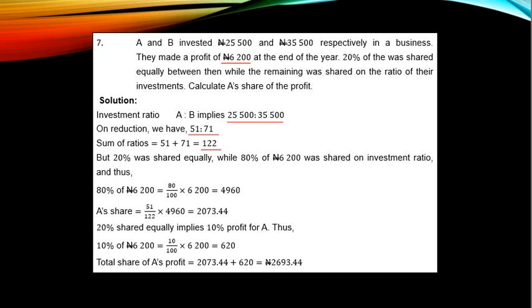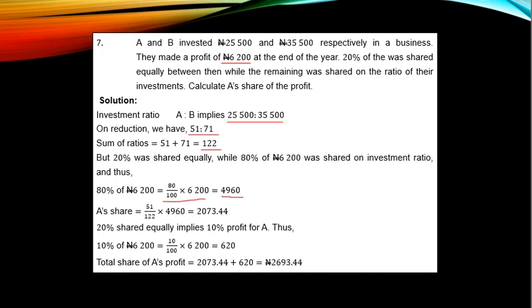But 20% was shared equally, according to the question, while 80% of 6,200 was shared on investment ratio. So let's calculate 80% of 6,200. That was the amount now they share on the investment ratio. So 80% means 80 over 100 times 6,200, and that is 4,960.